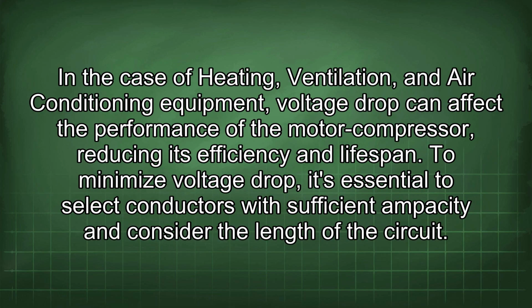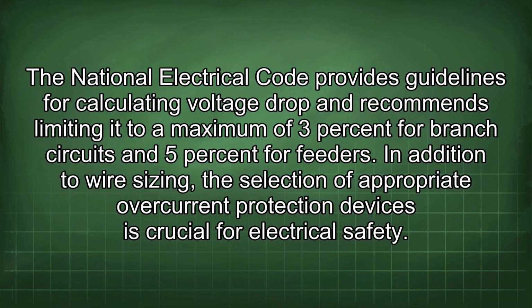In the case of heating, ventilation, and air conditioning equipment, voltage drop can affect the performance of the motor compressor, reducing its efficiency and lifespan. To minimize voltage drop, it's essential to select conductors with sufficient ampacity and consider the length of the circuit. The National Electrical Code provides guidelines for calculating voltage drop and recommends limiting it to a maximum of 3% for branch circuits and 5% for feeders.